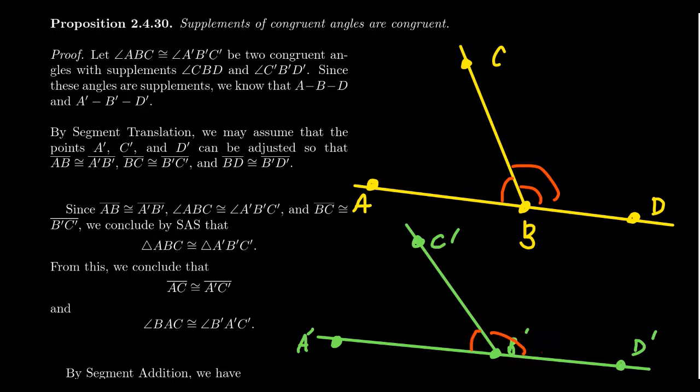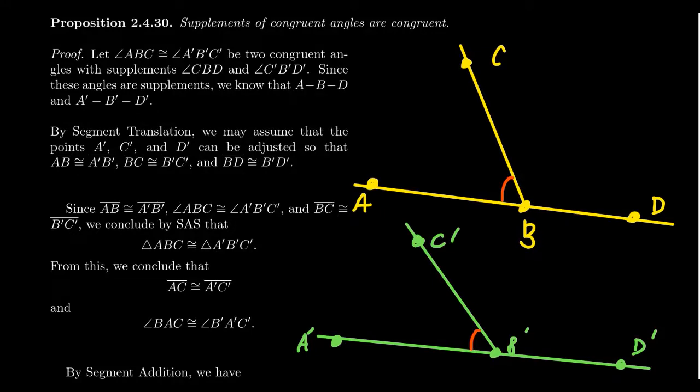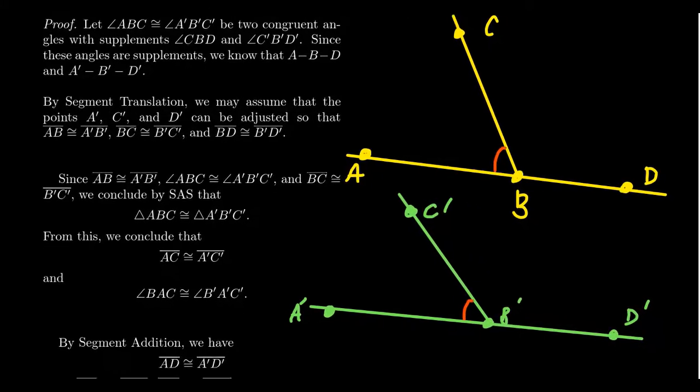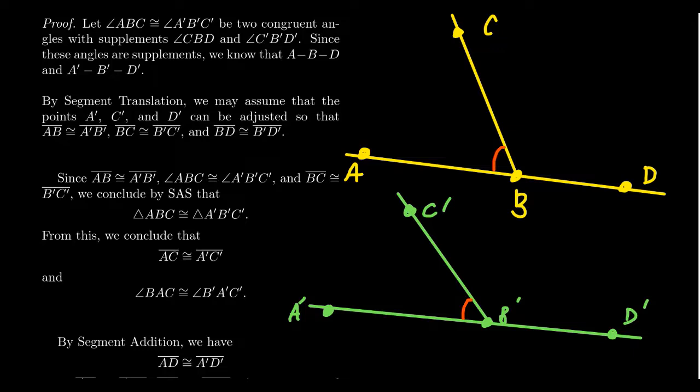All right, so how are we going to do that? One trick that we're going to use all the time when it comes to these types of arguments is segment translation. This is something we do a lot because in essence, it allows us to move things around. So we have our points A, B, and C, leave them alone.